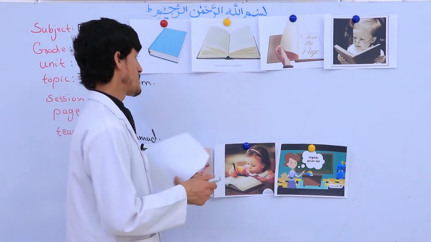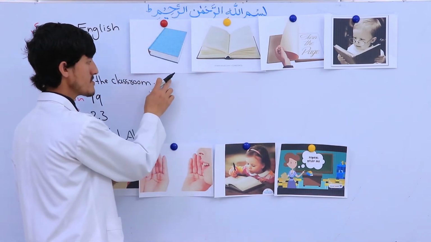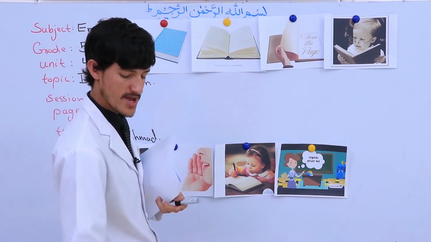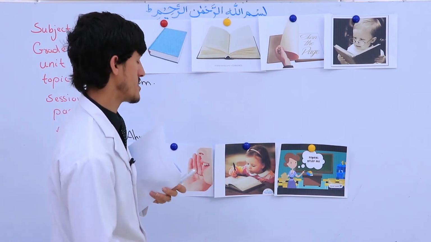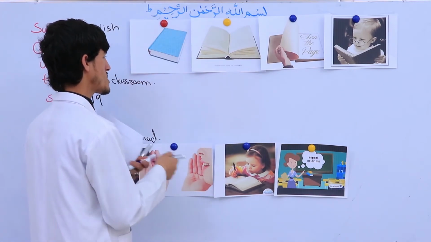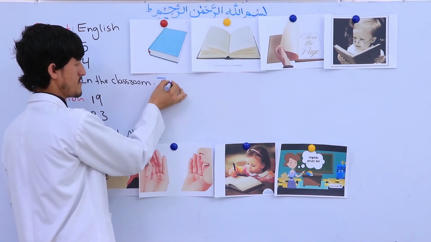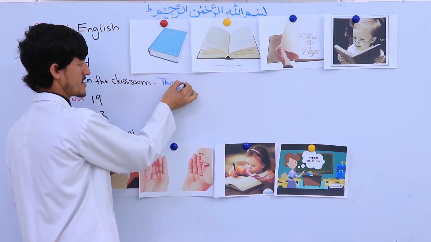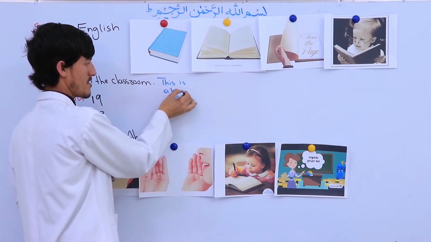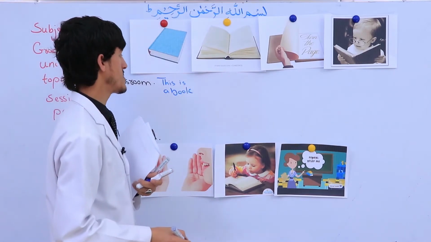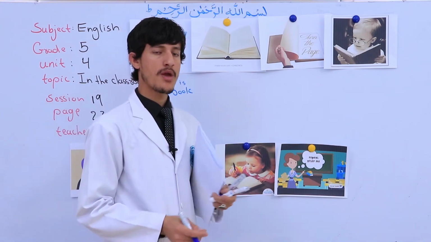Number 1. What is this? What is this? So what do you see here? What's this? This is a book. This is a book. Right?